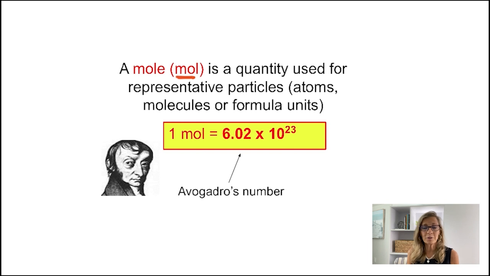Because particles are so small. If we dealt with dozens of atoms, it wouldn't even make sense. It's just too small of a quantity. So because these particles are so small, we have this huge number that's going to help us count out and measure out these units. Now, in the next video, I'm going to teach you how to convert between moles and particles.